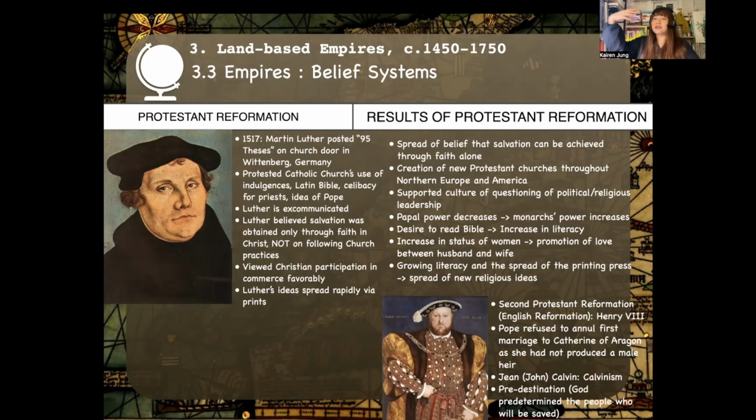Anyway, the growing literacy and the spread of the printing press led to the spread of new religious ideas, and then the Second Protestant Reformation. This had its ramifications in terms of politics, and so the English Reformation, Henry VIII, the guy who killed all his exes, right? The Pope refused to annul his first marriage to Catherine of Aragon. So the Pope refused to annul Henry VIII's first marriage to Catherine of Aragon because she hadn't had a son, and Henry VIII was a misogynistic, ex-killing, femicidal maniac, and he really wanted a male heir, and so he just decided to get rid of the Pope.